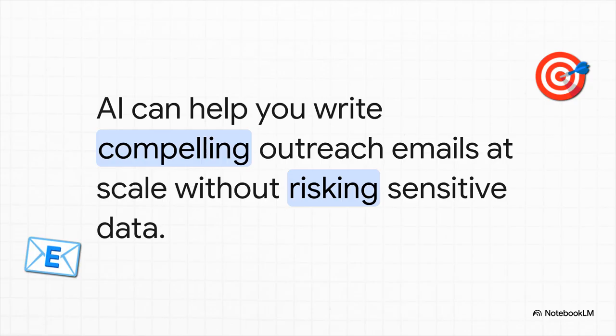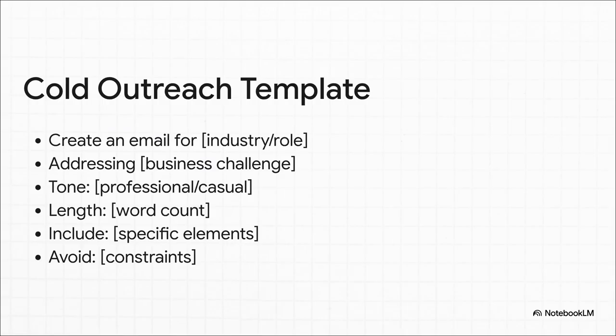How can AI help you write really compelling emails at scale without risking a single thing? This template is all about giving the AI a solid structure. You just tell it the target industry and role, the specific business challenge you want to talk about, and the kind of tone you're going for. You can set a word count and tell it what to include and, just as important, what to avoid. It's basically a recipe for that perfect first touch.